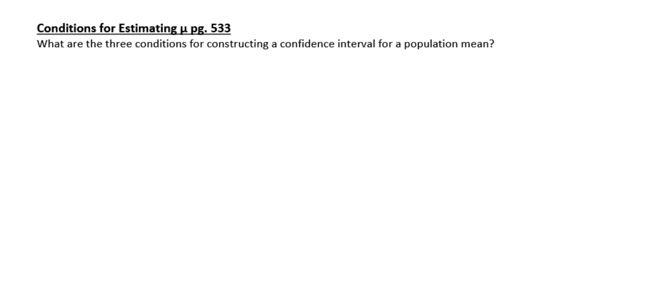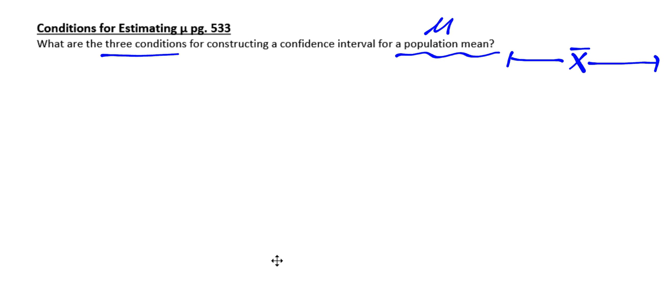Let's take a look at our conditions for constructing a confidence interval for a population mean. Remember, the population mean is mu, and we are trying to predict what that is using some x-bar. So you're going to take a sample, and you're going to try and use that to create some sort of interval to capture what the true population mean is.